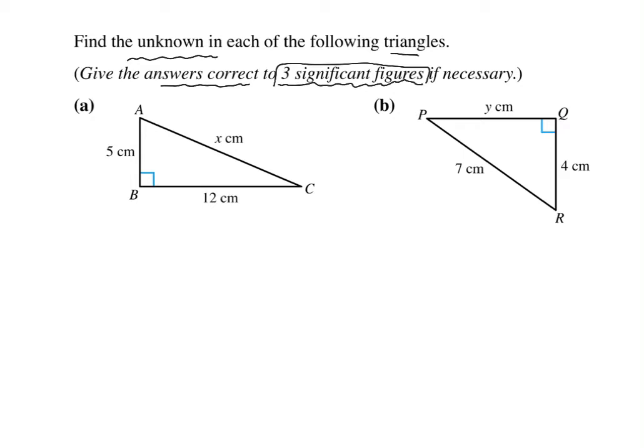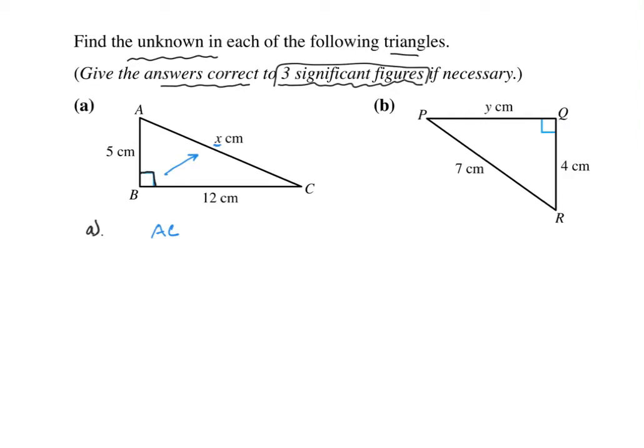And then for part A, so let's see, it is a right angle triangle. First of all, we need to figure out the right angle. So here, and then the side opposite the right angle is the hypotenuse. So the hypotenuse here is AC, right? And then the length of AC actually is x.